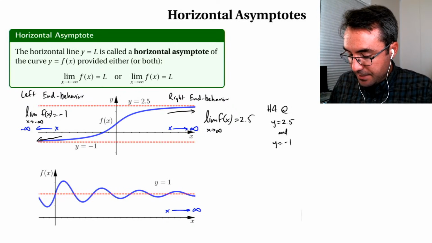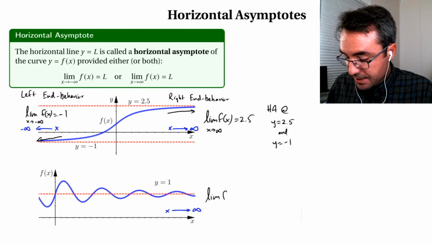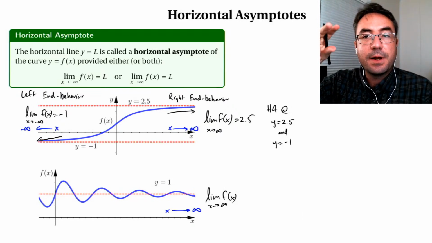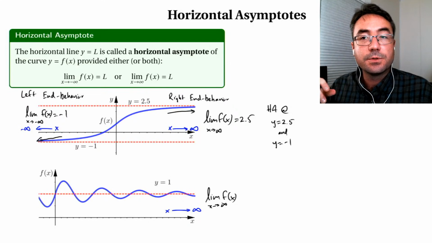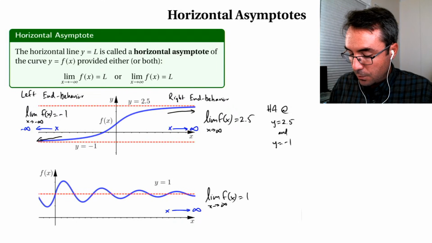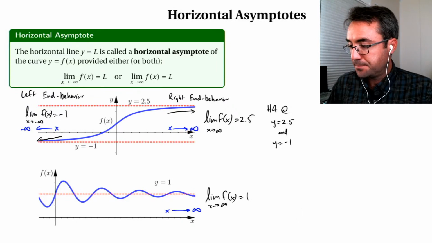And so we would say this is another example where the limit of our function exists as x approaches infinity, and it looks like it's bouncing back and forth around the line y equals 1, but getting closer and closer to it over time. So we'd say the limit in this case is equal to 1.